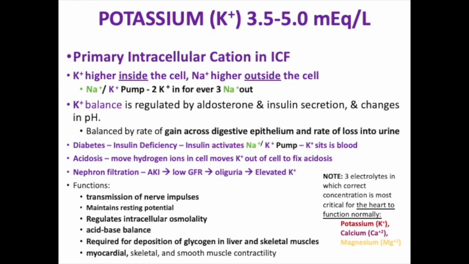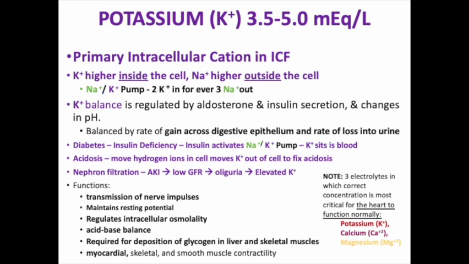Now let's think about this in terms of diabetes. With insulin deficiency, insulin is what activates the sodium-potassium pump, but the potassium is just going to sit in the blood if we don't have enough insulin to do its job. In acidosis, the body moves hydrogen ions into the cell and moves potassium out of the cell, and this is going to help fix the acidosis.